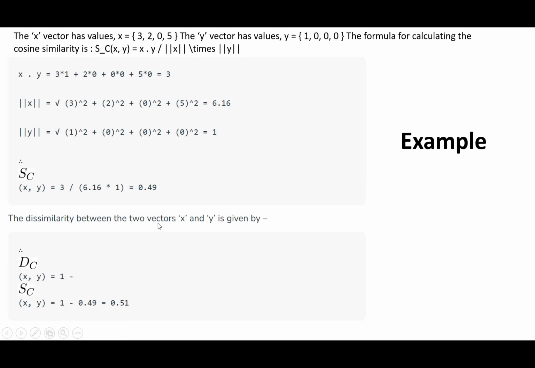Now the dissimilarity you can calculate by this formula. You just do a subtraction: 1 minus 0.49 gives 0.51, which is the dissimilarity. So the dissimilarity is more in this example. This way we can find out how similar or not similar two objects are.